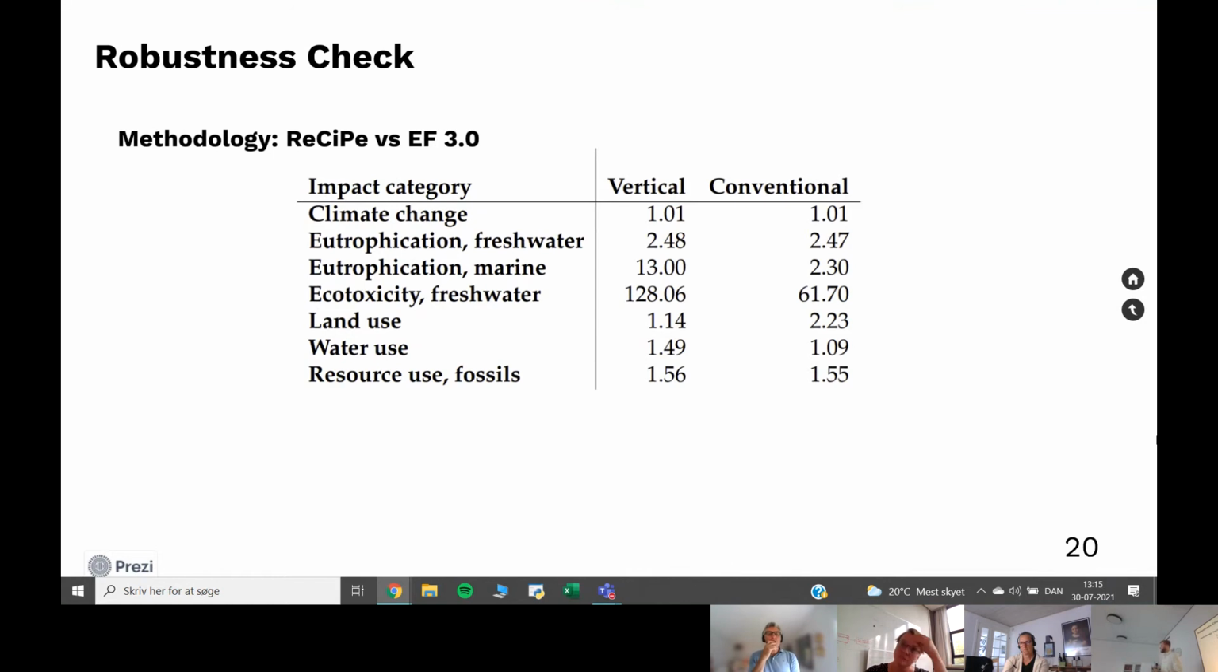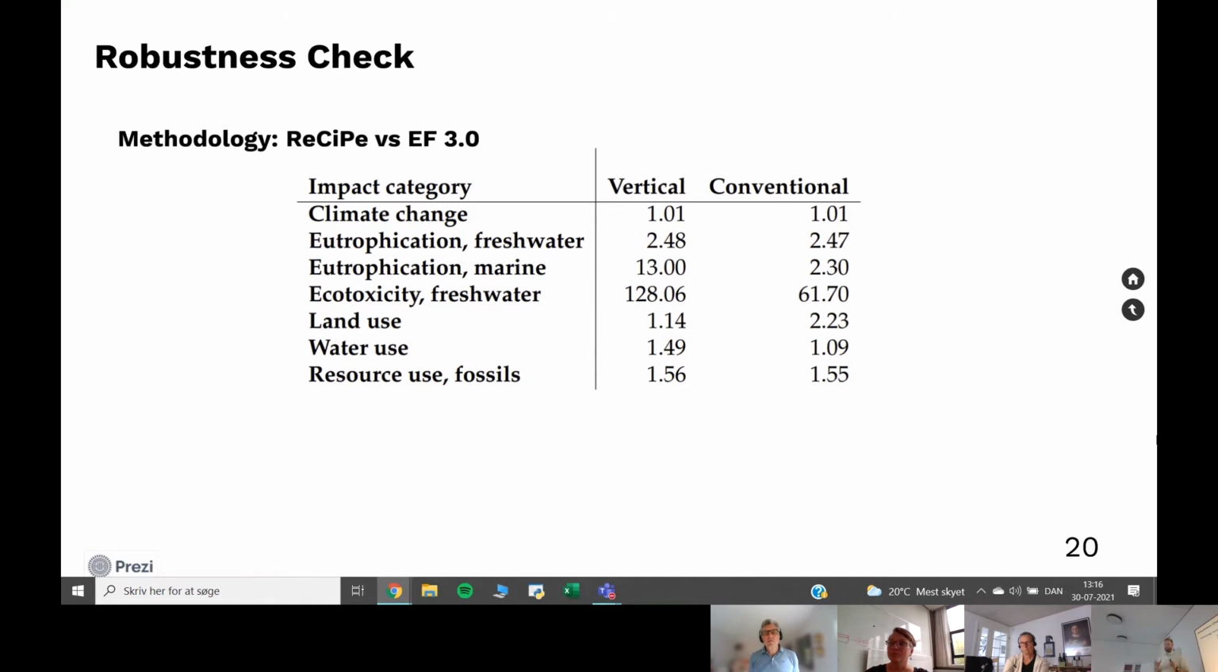I needed to make sure that I could use them. So first I did a robustness check on the method. And as I said, I used the EF 3.0. So I did a test against the more commonly used, maybe the ReCiPe. And these are the normalized results from both of them combined. And here you can see that for the climate change impact category, it was almost the same. There was no real difference. And yeah, for the ecotoxicity, there's a big difference. It really determines when do you think too much is too much.